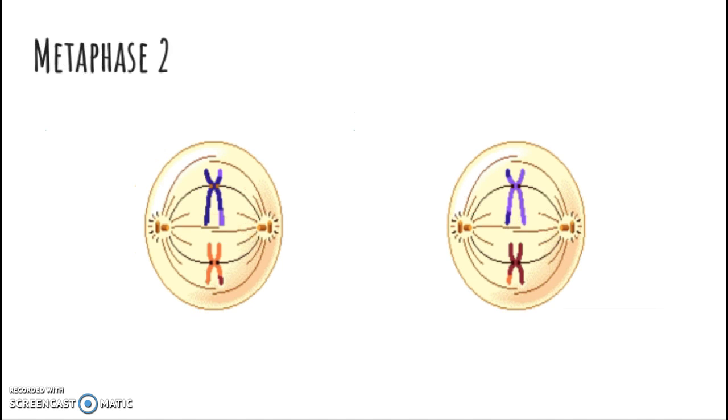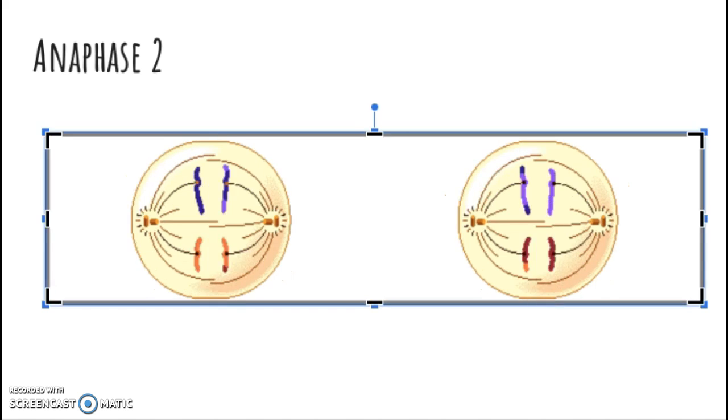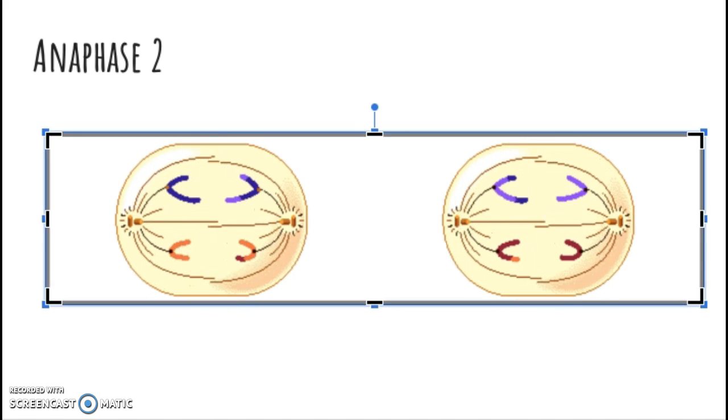Then, in metaphase II, the chromosomes line up along the equator, attached at their centromeres to the spindle fibers. Next, in anaphase II, the centromeres divide and the chromatids, now called chromosomes, move to opposite poles of the cell.